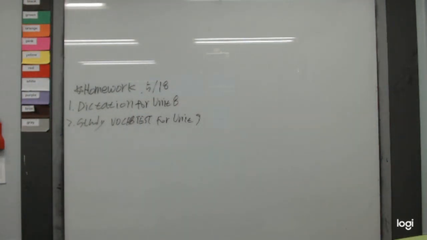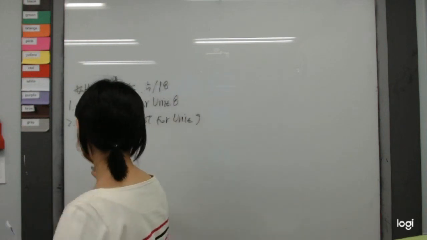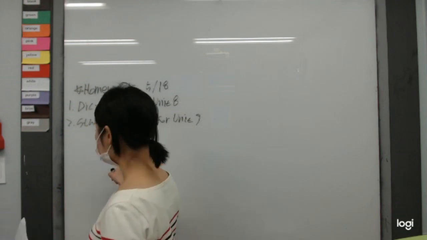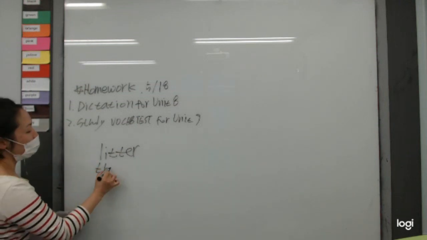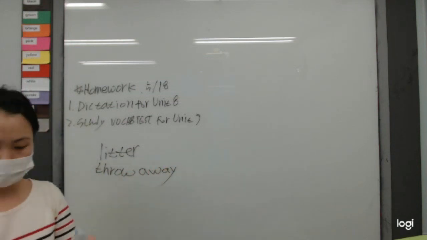And the last word is scatter. Scatter. This is throw things around. Scatter, like trash, okay? It has the same meaning as litter. Actually, you learned this in Unit 1, right? Litter. Teacher, so scatter? Throw things around. Throw up? No, not that way. Maybe throw away. Okay? Litter, throw away.